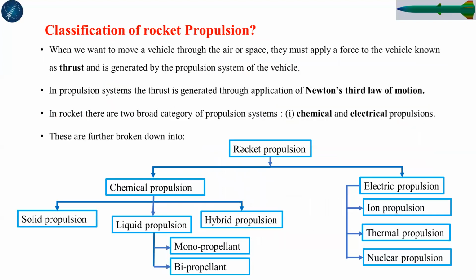Okay, this is a kind of classification of rocket propulsion. So chemical propulsion is this: electrical, ion, thermal, nuclear. Again, when we come to chemical propulsion, solid, liquid, and hybrid. And if liquid is there, monopropellant, bipropellant. This is the composition of the propellant. Okay, sometimes we use monopropellants, sometimes we use bipropellants. So bipropellant has constituents more than one.